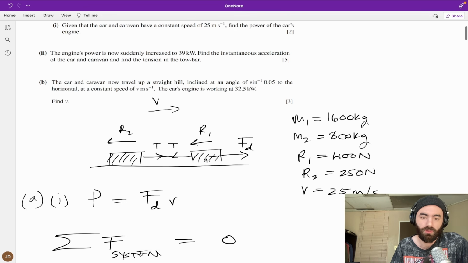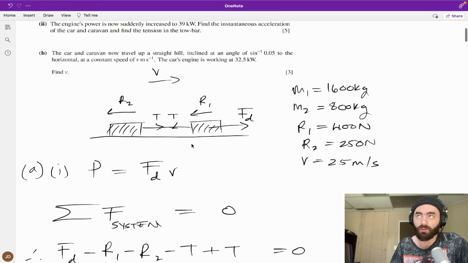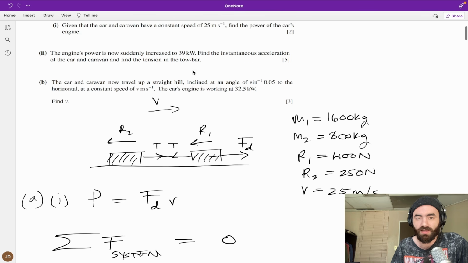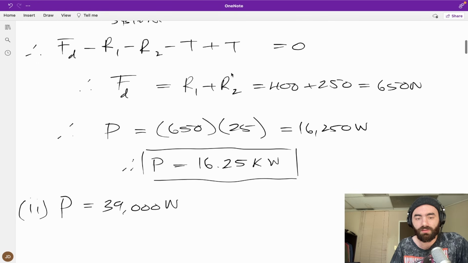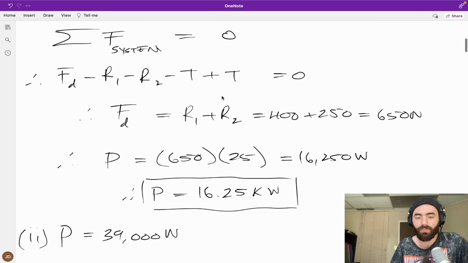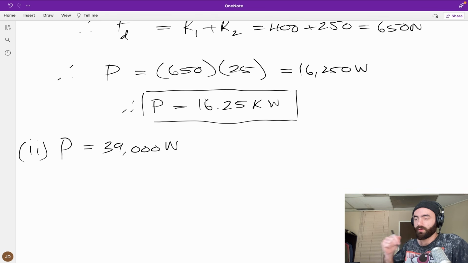With this, we can resolve it for the entire system, or do like we did with pulleys and other things, where we resolve it around one mass and the other mass, and then find the tension and the acceleration. But in order to do this, we're going to need the new driving force. It's moving at the same velocity because it's instantaneously changed. So all of a sudden, now it's producing 39,000 watts of power. So the driving force is going to be changing. It's going to be getting a lot bigger.